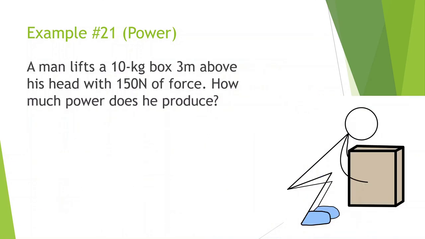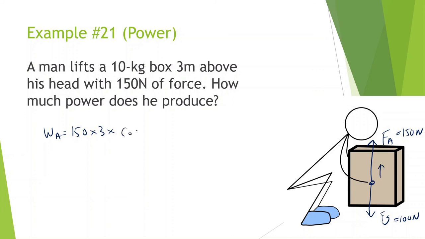A man lifts a 10-kilogram box 3 meters above his head with 150 newtons of force. How much power does he produce? Okay, so let's see. Force of gravity, force applied. Force applied is 150 newtons. Force of gravity is 100 newtons. Work done by the force applied: force applied is 150, displacement is 3, and it's going in the same direction, so it's cosine of 0. So the work applied is 150 times 3, which is 450 joules.